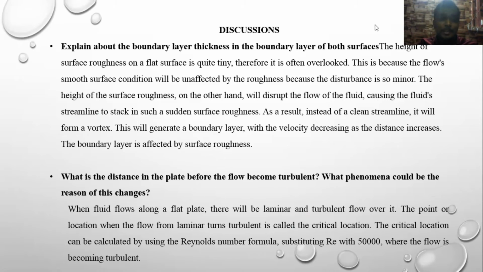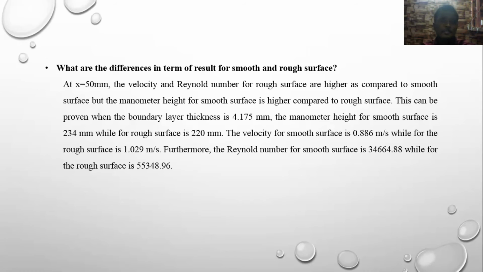The second one is: what is the distance on the plate before the flow becomes turbulent, and what phenomena could be the reason for these changes? When fluid flows along a flat plate, there will be laminar and turbulent flow over it. The point or location where the flow turns from laminar to turbulent is called the critical location. The critical location can be calculated using the Reynolds number formula, substituting Re with 50,000, where the flow becomes turbulent. What are the differences in terms of result between smooth and rough surface?